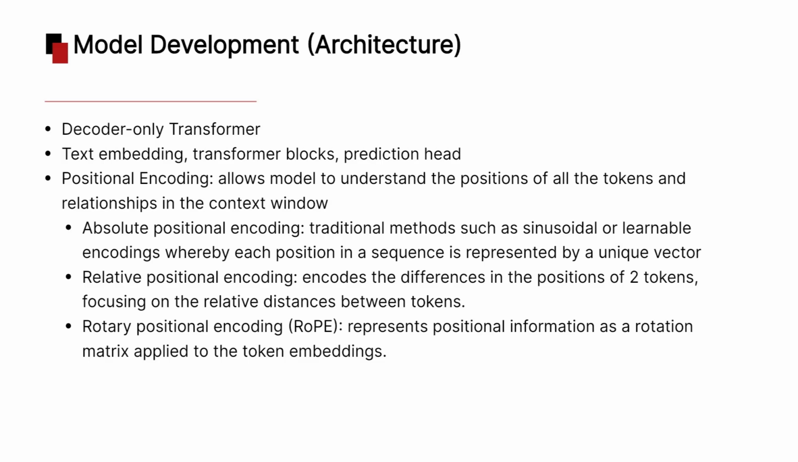Rotary positional encoding, RoPE, applies a rotation matrix to embeddings, smoothly integrating positional information into the attention mechanism and improving extrapolation to longer sequences. These design choices, especially in how positional information is handled, directly influence the chatbot's ability to maintain coherent, contextually relevant conversations over long turns.